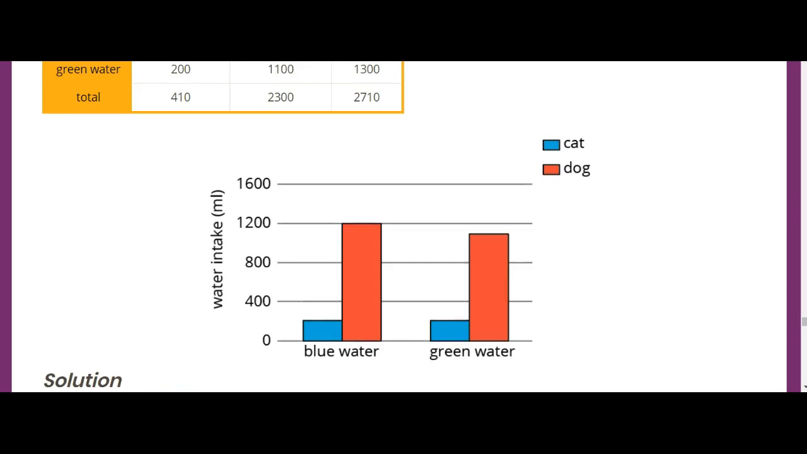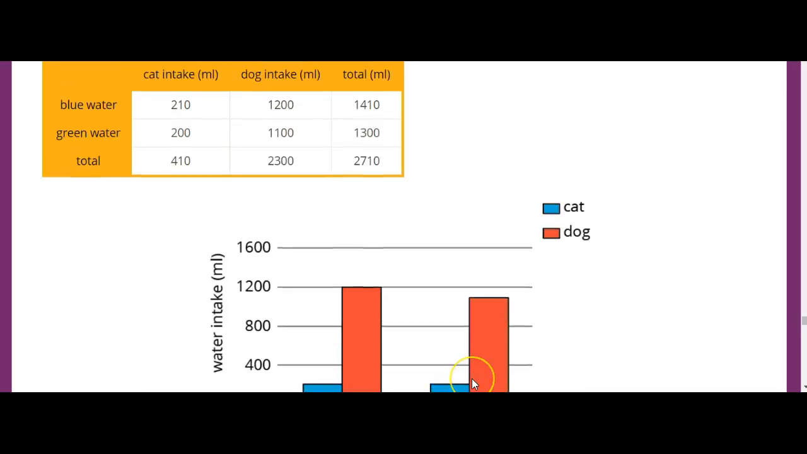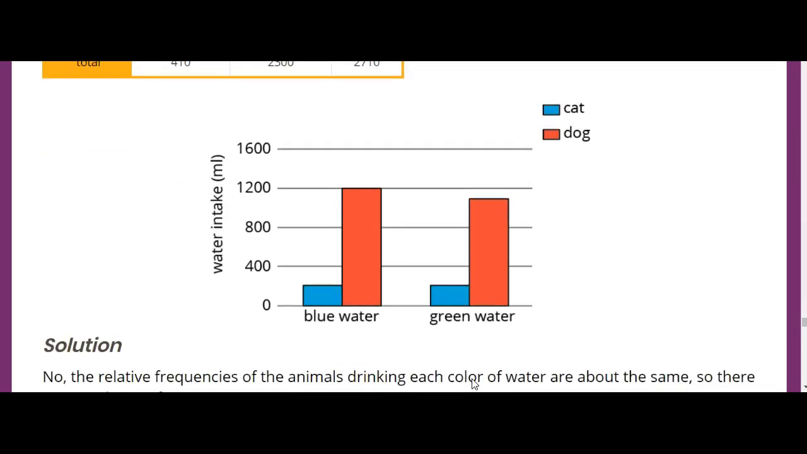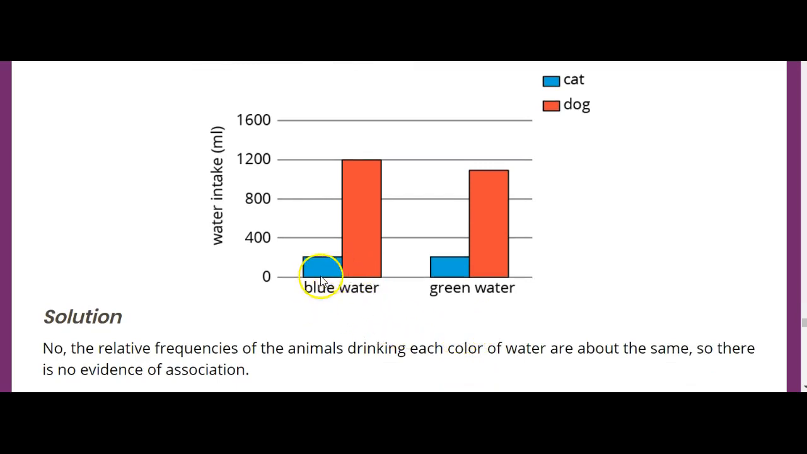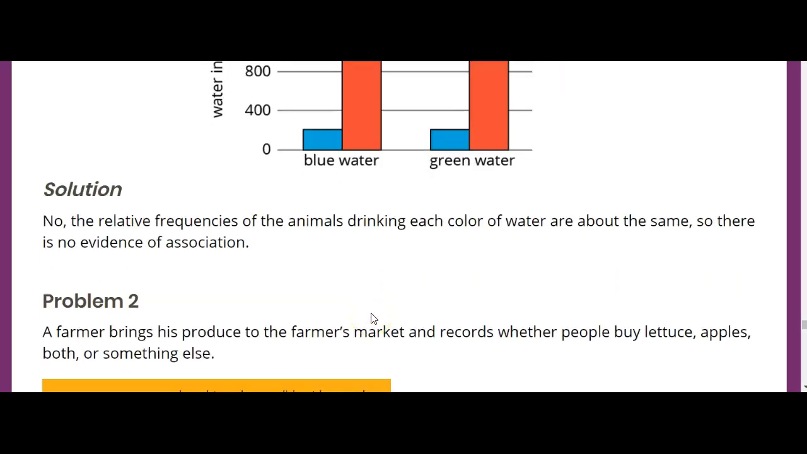All right, we start getting into looking at tables and graphs a little bit differently. Now we have, this is called a bar graph. We're tracking blue water and green water and seeing how much water intake there was from cats and dogs. So it looked like that for dogs, they drank a little more water when it was blue, right, than when it was green. And for cats, it looked kind of the same.